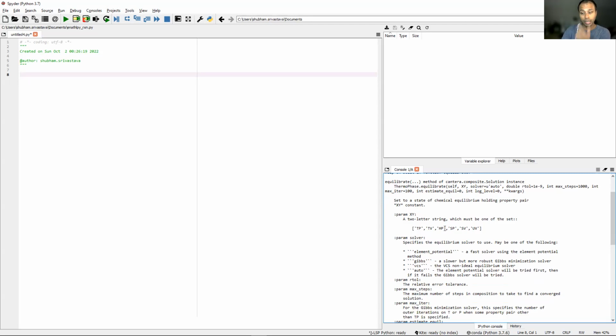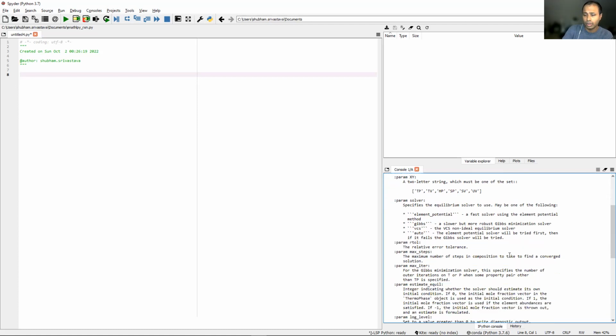And so HP will be kept constant in that case. Then there are also these mentions about the method of solution. The way Cantera solves for equilibrium is very different from what you must have solved in your combustion course. So Cantera uses one of these methods as you specify.